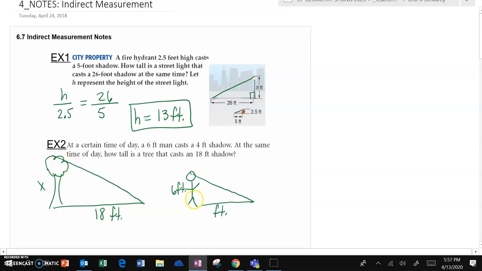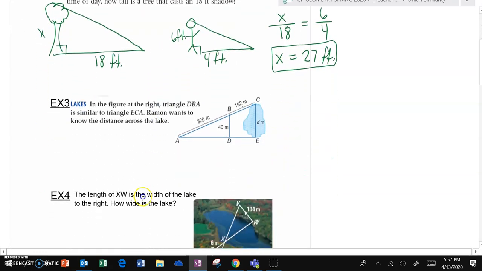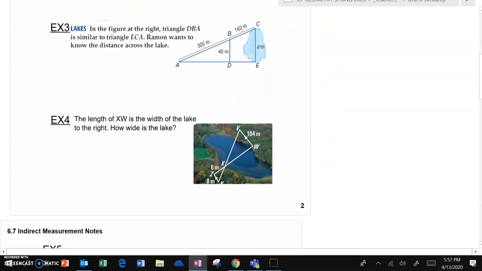So again, these are right triangles, if you will, and we will set up a proportion in order to find the tree's height. All right, and again, you can set this up many different correct ways. Somehow I did not write in the shadow of the man. Okay, so x over 18 equals 6 over 4. So if I were to solve this, I would get the height of the tree to be 27 feet.